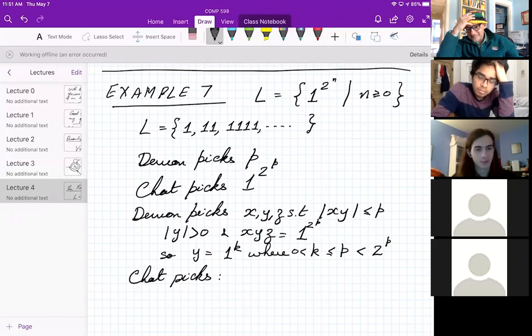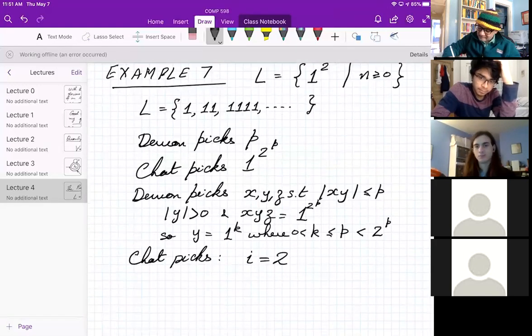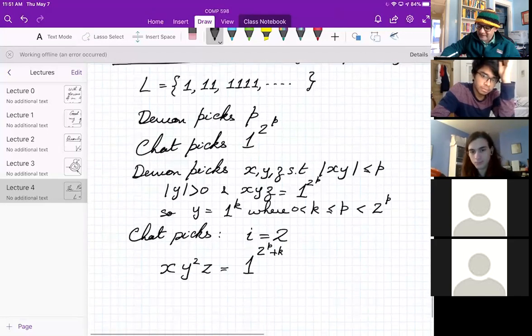The chat thinks it might be 2 now. All right, then let's try this. Okay, so let's do some analysis. x y^(2z) is equal to 1 to the 2^p plus an extra k. Okay, so let's do some analysis of this.